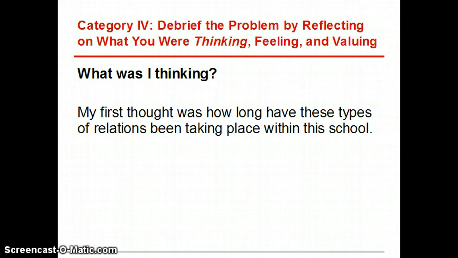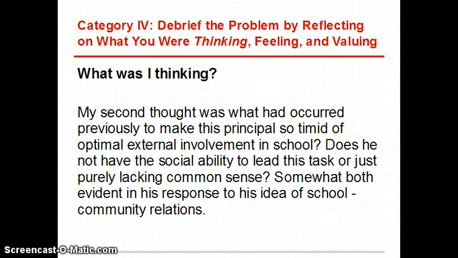Category 4, debrief the problem by reflecting on what you were thinking, feeling, and valuing. What was I thinking? My first thought was, how long have these types of relations been taking place within the school? What was I thinking? My second thought was, what had occurred previously to make this principal so timid of optimal external involvement in school? Does he not have the social ability to lead this task, or just purely lacking common sense? Somewhat both evident in his response to the idea of school-community relations.